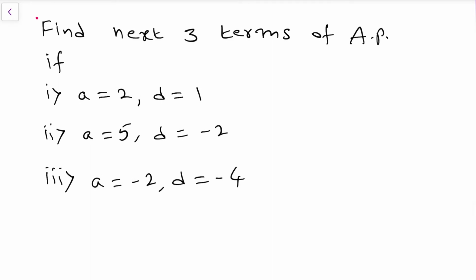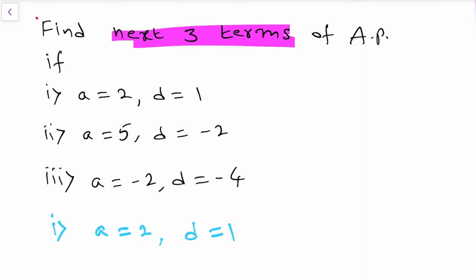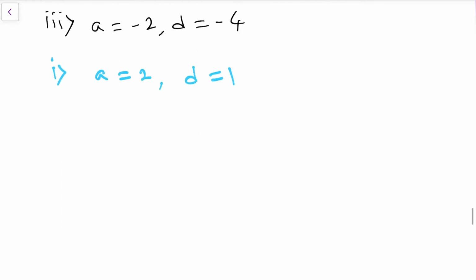Next, find the next 3 terms of the AP if the first term and common difference are given. Let us check the first question. A value is given as 2 and D value is given as 1. A is nothing but the first term and D is nothing but the common difference. So the next 3 terms we need to find out.